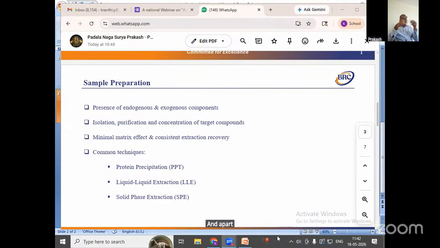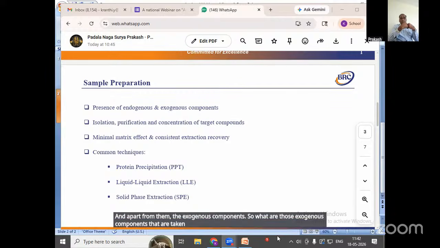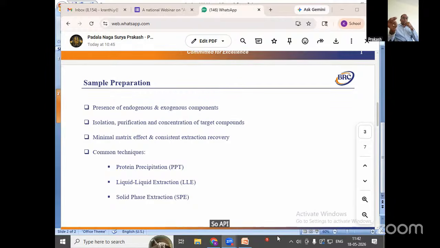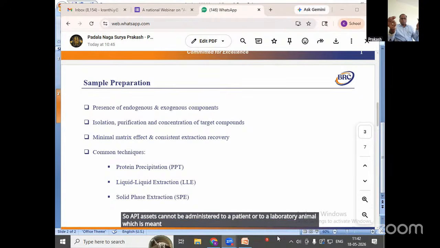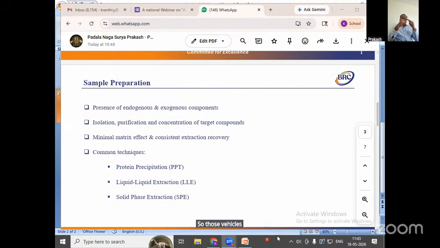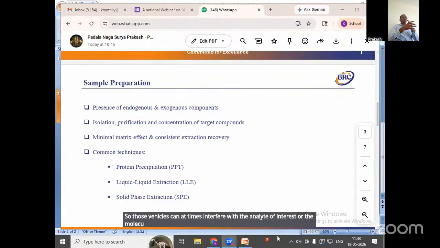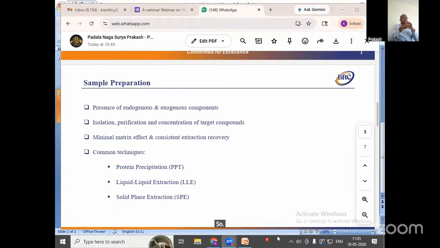And apart from them, the exogenous components. So what are those exogenous components that are taken from outside? API as such cannot be administered to a patient or to a laboratory animal meant for experimentation. So the API is given in a combination, prepared as a formulation which requires a lot of vehicles. Those vehicles can at times interfere with the analyte of interest or the molecule of interest. So that is where biological sample preparation actually pitches in.